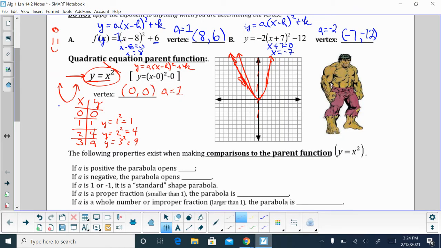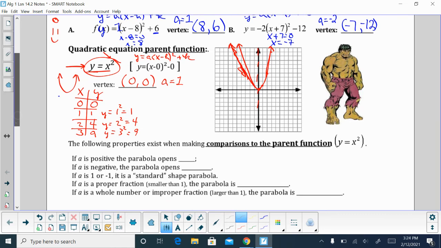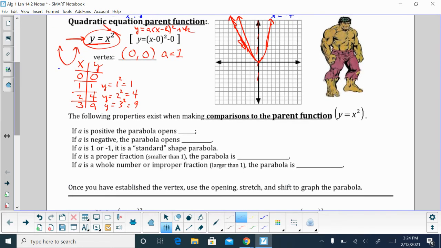Now let's go back and write down some more information that talks about the properties and behaviors for the parent function y equals x squared. In case you haven't noticed, if a is positive, the parabola opens up. If a is negative, the parabola opens down. If a is 1 or negative 1, we call that the standard shape, like you saw on Desmos, not my pretty picture there.